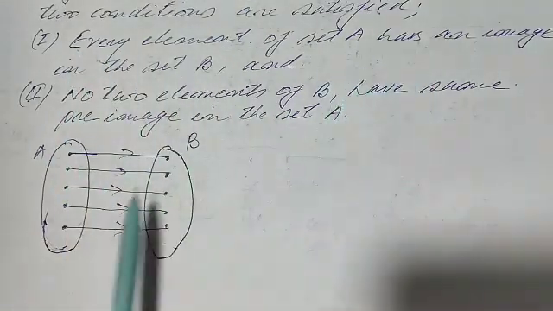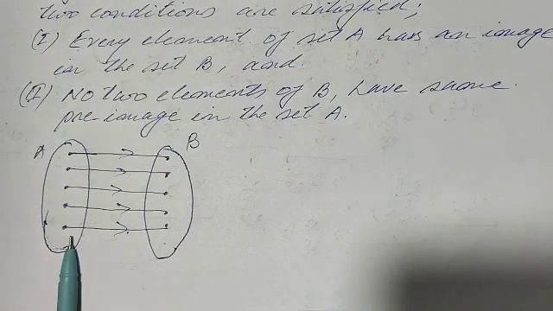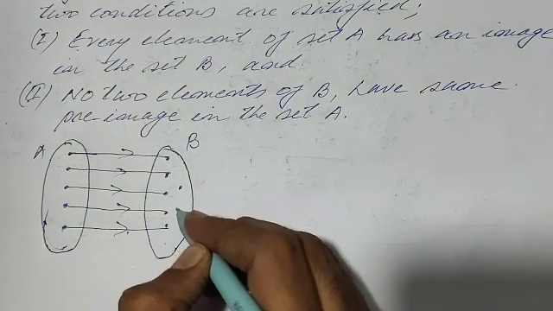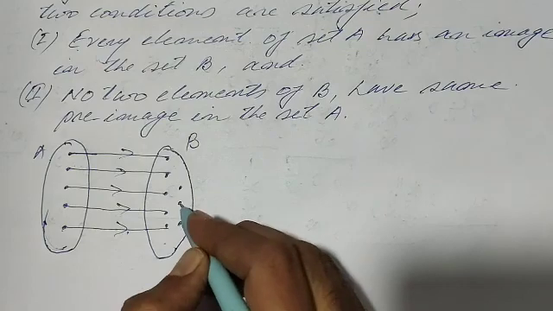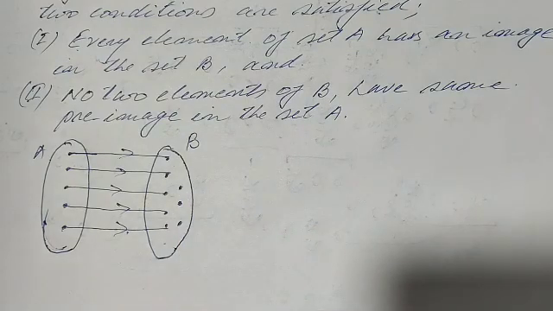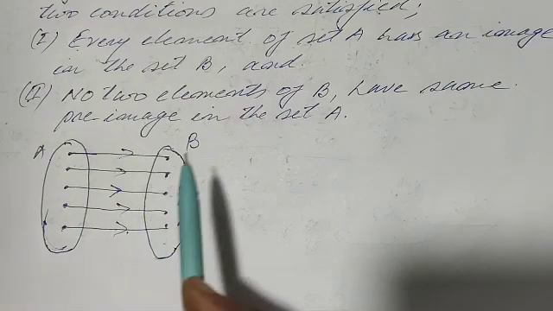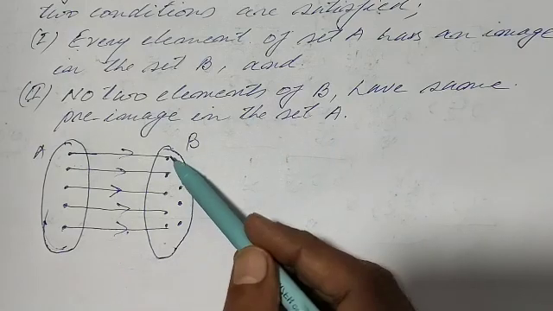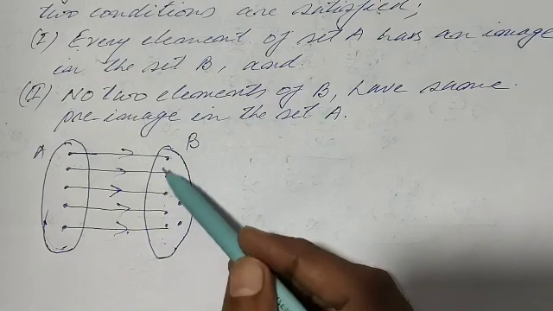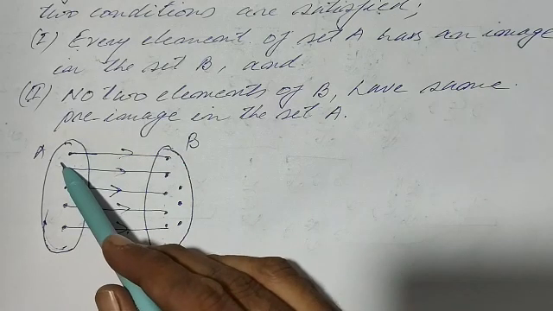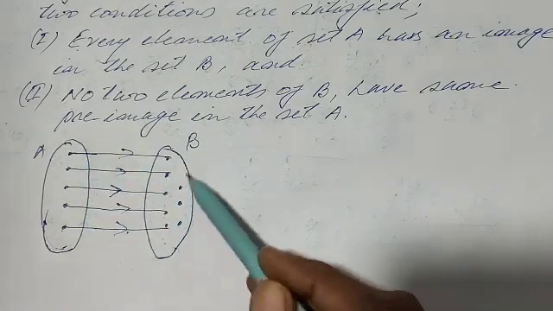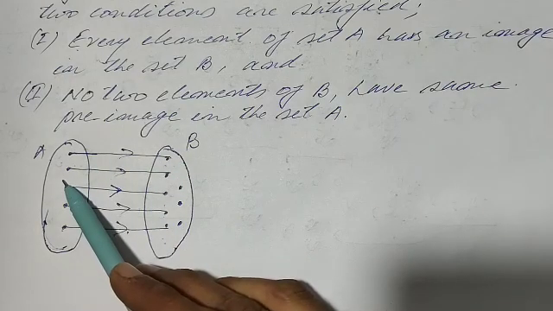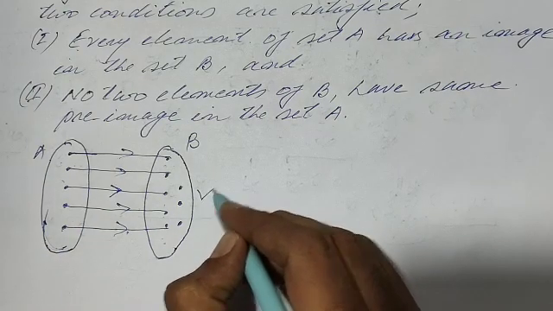So every element of A has an image in B. So we see 5 elements are there in the domain. Each and every element has an image in B. So there are some extra elements which are not images of any elements of A. It doesn't matter to be a function. And the second, no two elements of B have the same pre-image in set A. So as you see, each and every element of B has a distinct pre-image in A. That means there are no two elements in B which have the same pre-image in A. So this is a function.